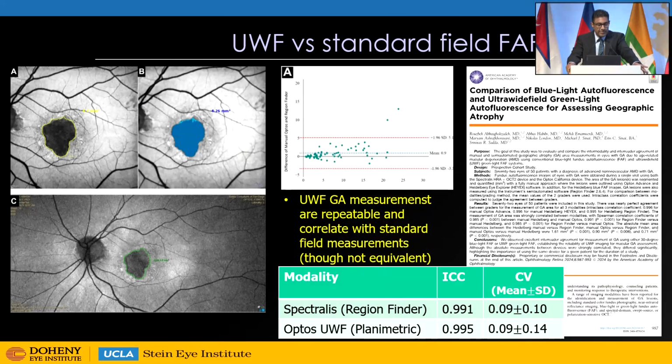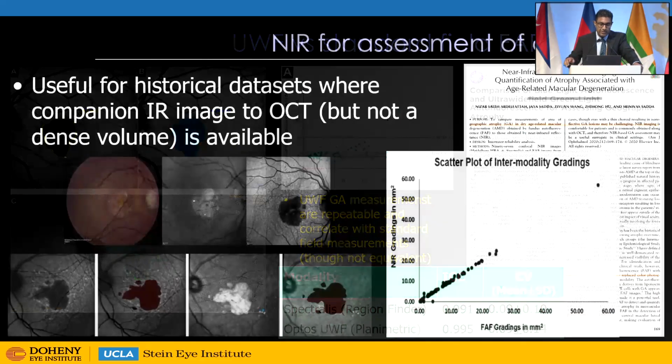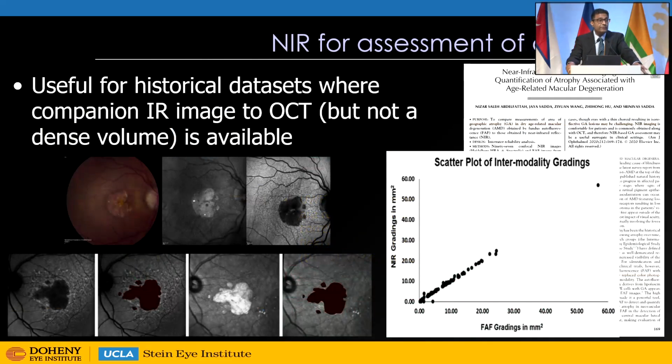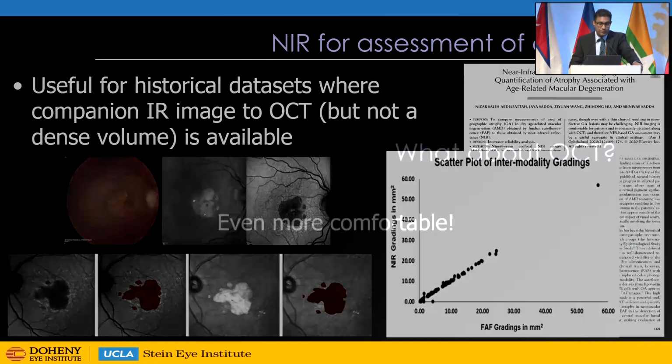More recently, we evaluated this using ultra-wide field imaging platforms, and we demonstrated that graders can do this assessment quite reliably, and the measurements are quite well correlated with standard 30-degree imaging, although I will say that they don't exactly measure the same, and I don't have the time to get into the details of that. You could also use near-infrared reflectance imaging to measure atrophy. We've shown that that can also be quite reliable, and this may be useful because many of our historical OCT data sets also have a companion IR image that potentially could be used for this type of assessment.